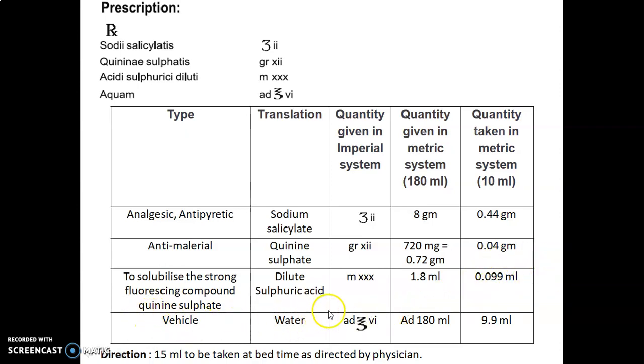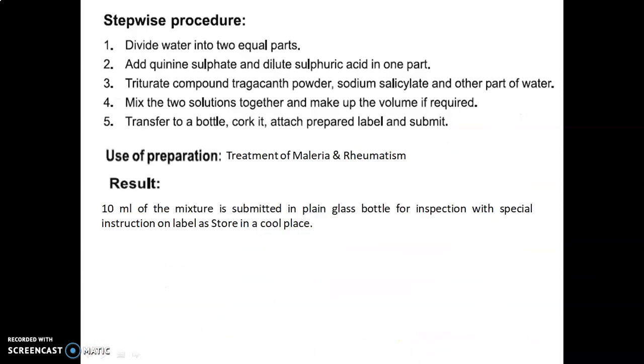Water is used as a vehicle. Quantity given in the imperial system is add ounce VI, ounce 6. So 1 ounce is 30 ml, and 30 into 6 is add 180 ml. The quantity taken should be 9.9 ml. Direction: 15 ml to be taken at bedtime as directed by the physician.